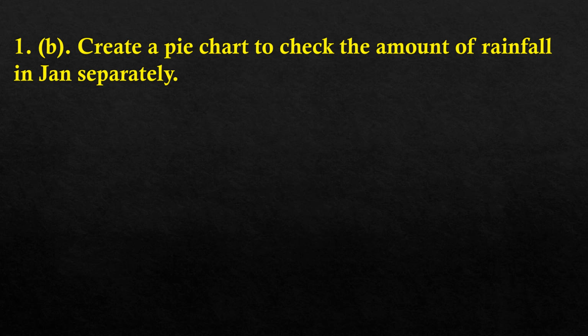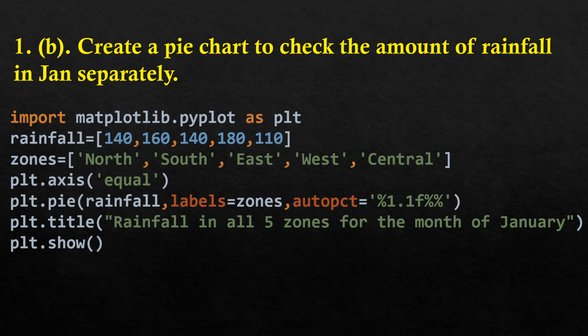The next question is to create a pie chart to check the amount of rainfall for the month of January. So first step as it is, we have to import the library. Then let's say I have taken the rainfall for the month of January in a list, and the different zones are kept within a list called zones. Now the plt.axis equal will make the pie chart a circle shape, not an oval shape.